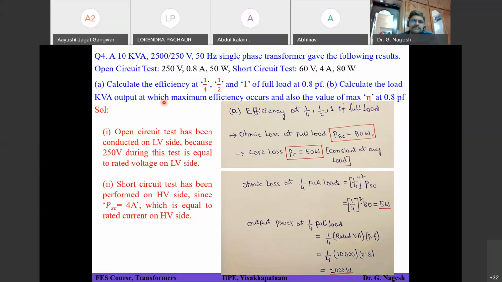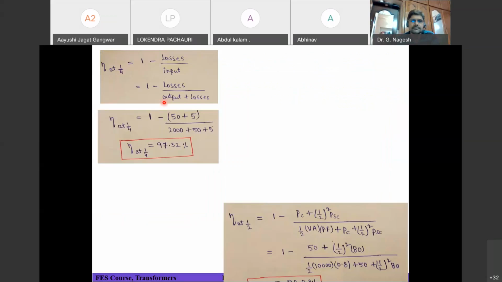Sir, N is 0.8. N is some fraction, I told, right? Sir, 0.8. How did you get that 0.8? Sir, the root of 50 by 80. Root of core loss by full load copper losses. Yes, root of 50 by 80, whatever value, that should be equal to the fraction N, which corresponds to maximum efficiency.